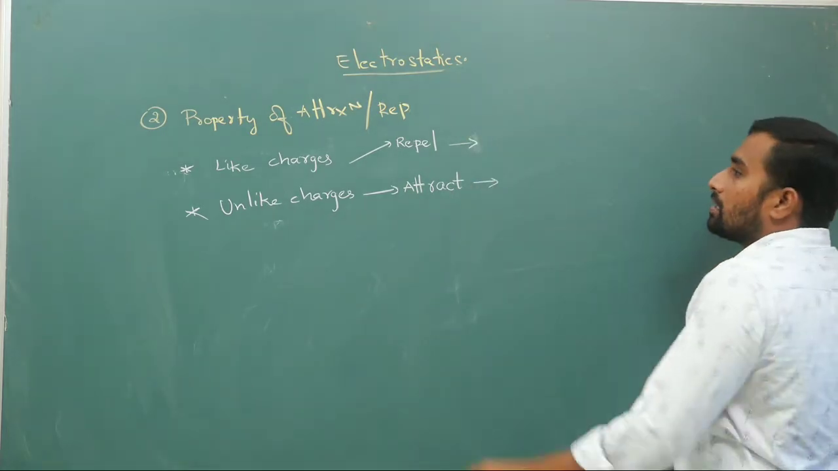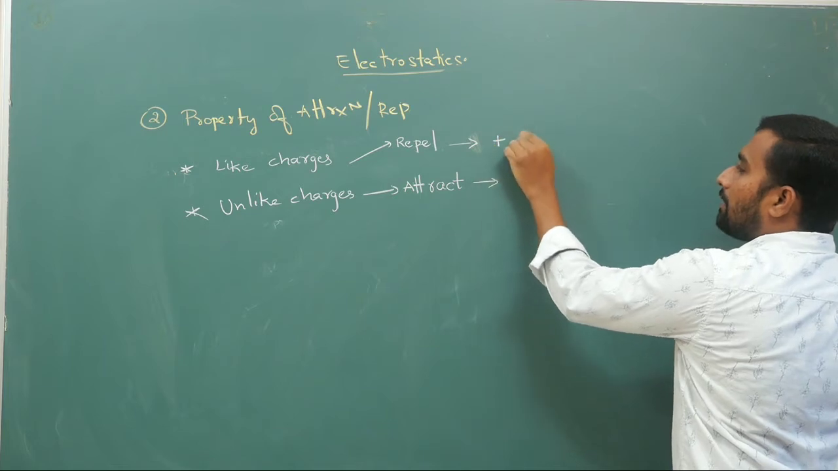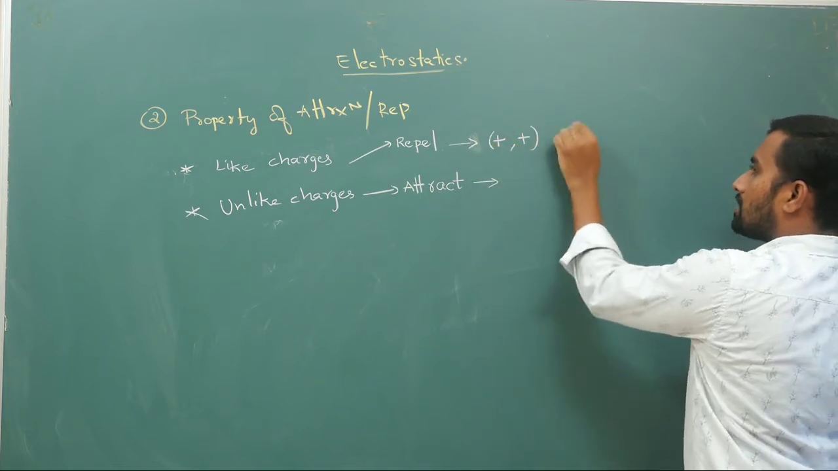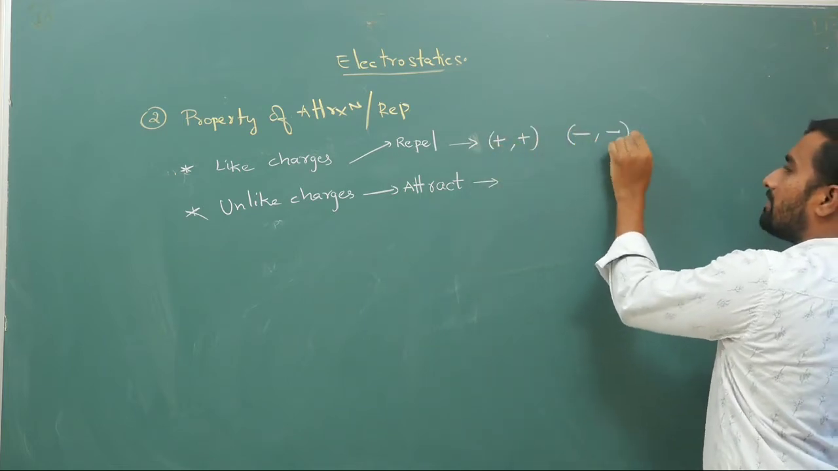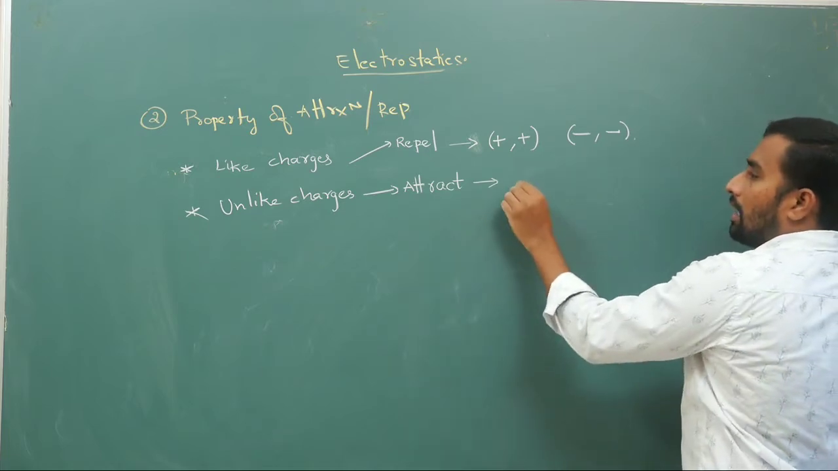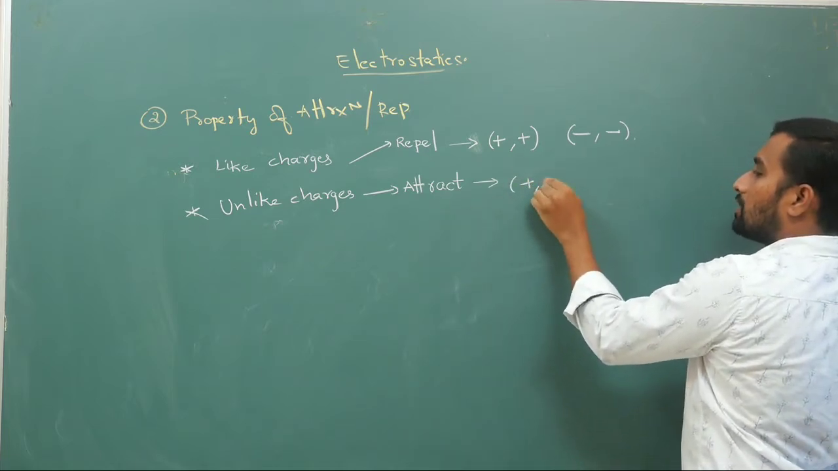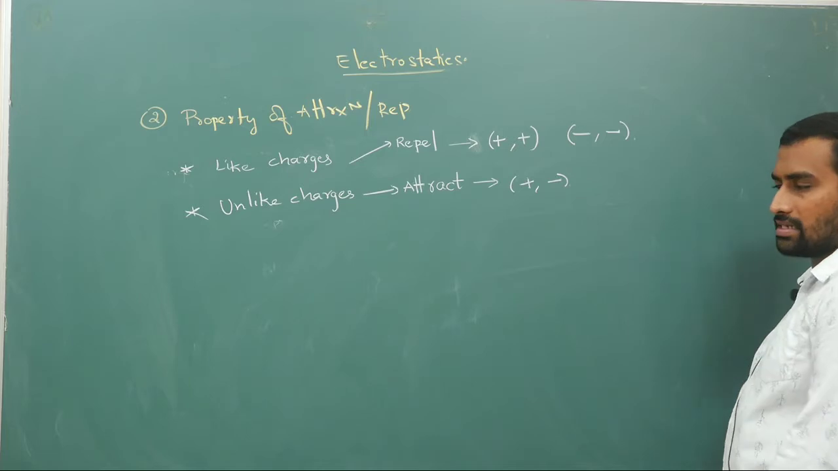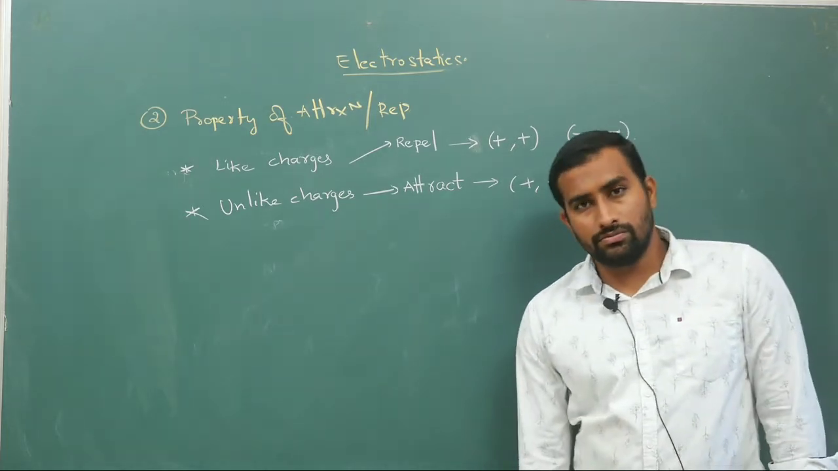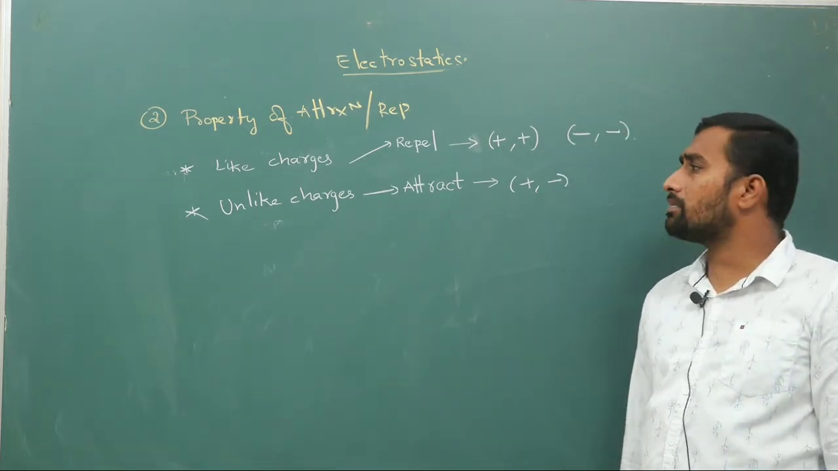Repulsion will happen between two positive charges, or repulsion will happen between two negative charges. And coming to unlike charges, a positive charge and a negative charge will attract each other. Now I will discuss something important.